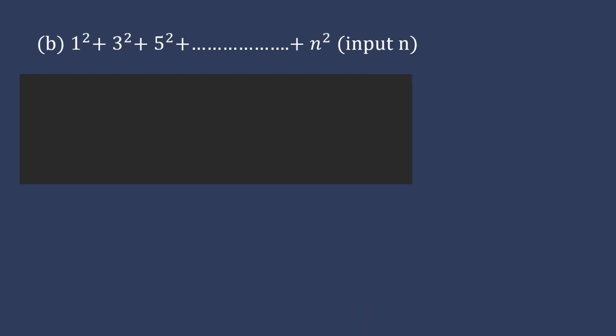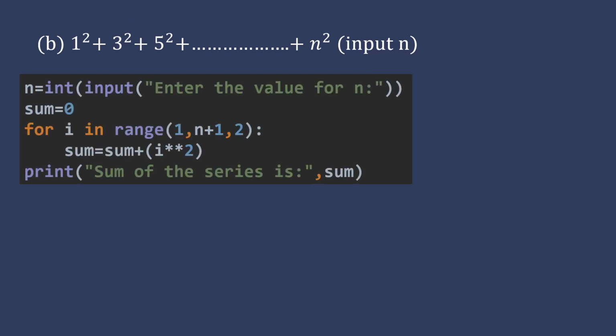Now this is a simple question. You have to just print the sum of this series, that is 1 square plus 3 square plus 5 square like this till n square. You have to take n as input. So first of all, take the n value as input, and sum is a variable which is initialized with 0 to store the sum of the series.